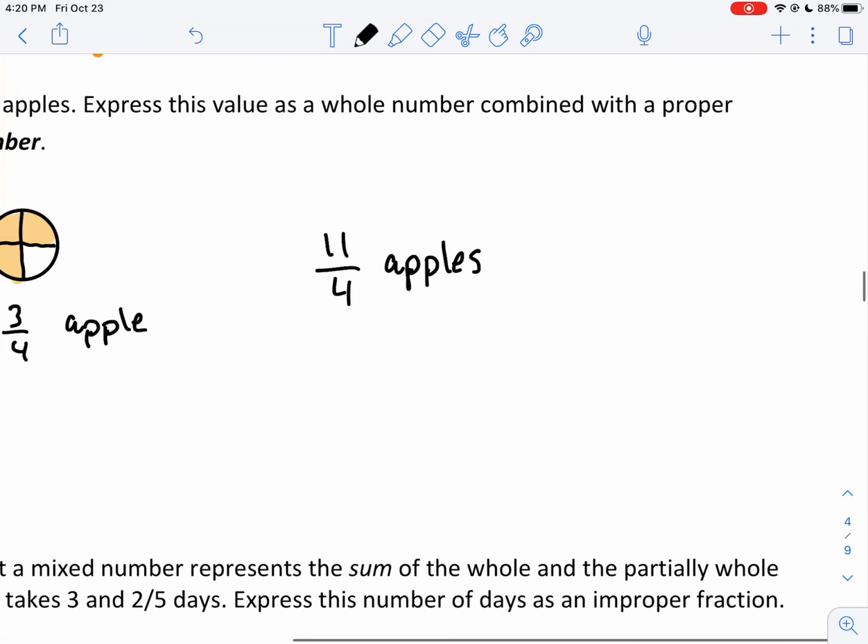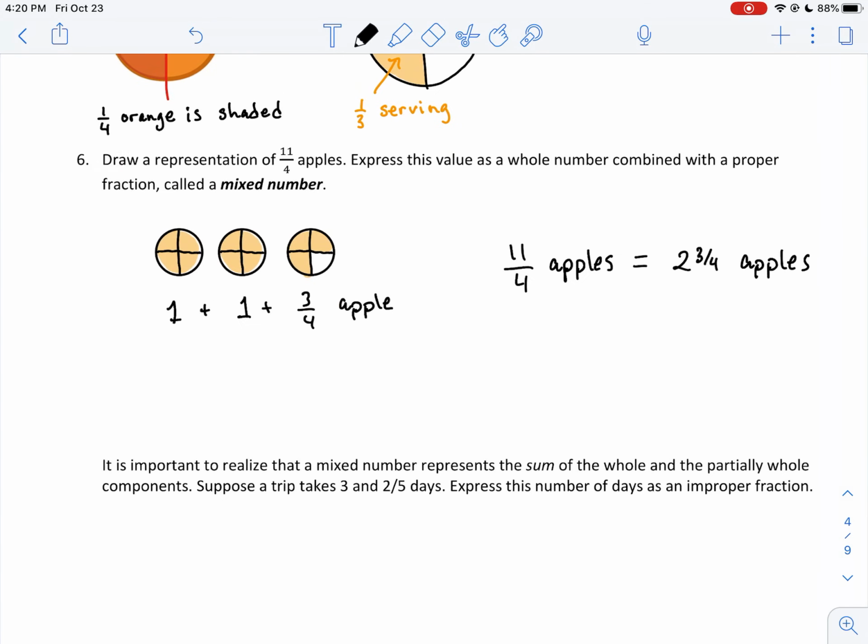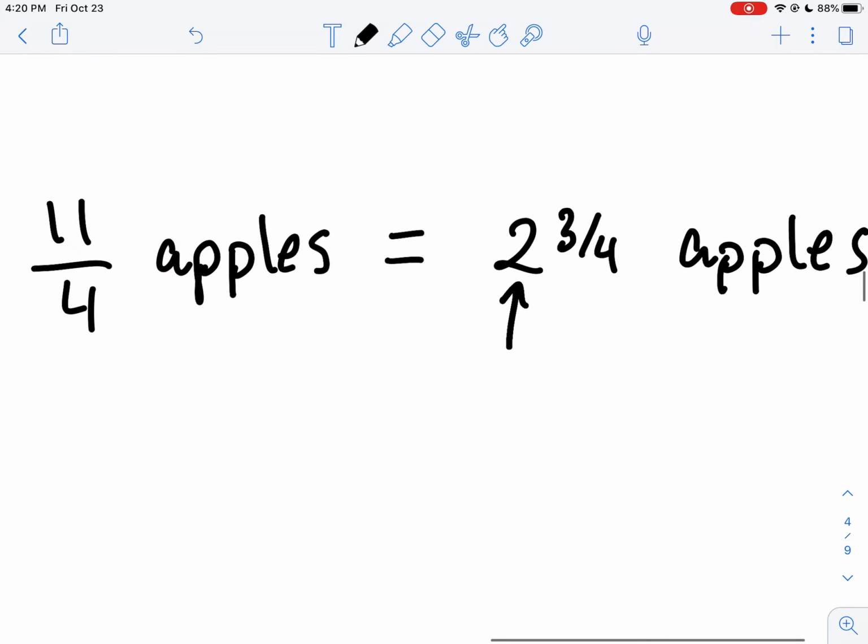So we have 11/4 apples. It's the same as saying we have 2 3/4 apples. Okay. So we can make a mixed number out of this. A mixed number is part whole, part proper fraction. Notice that the part that's whole is the 2, and the part that's a proper fraction is the 3/4. And proper means the numerator is smaller than the denominator.